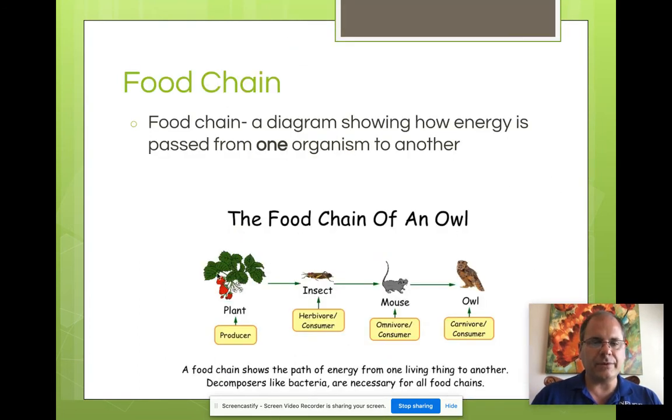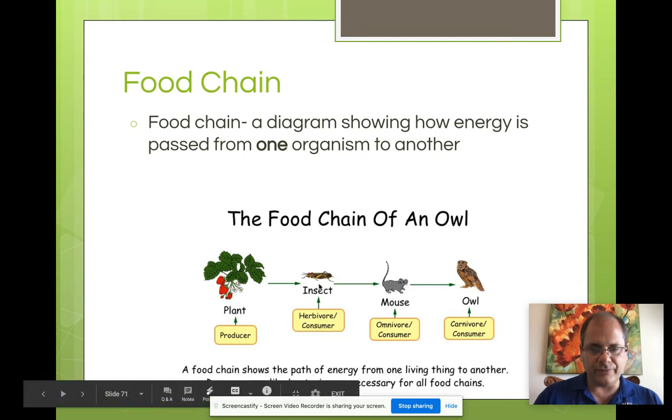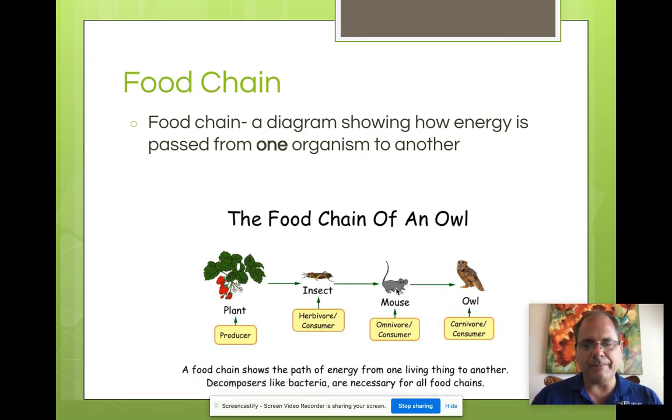A food chain is simply a way to show how the energy moves through organisms. So this is a very simple food chain. We have the plants producing the energy. The insect is the herbivore, the first consumer eating the plant. The mouse is an omnivore. The mouse can eat plants or insects.